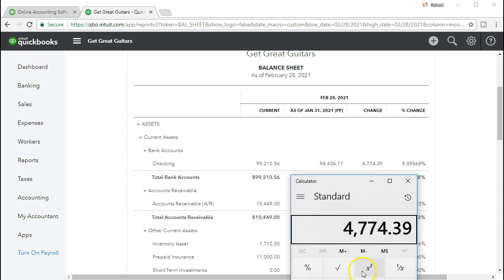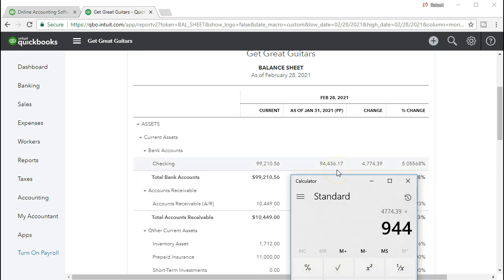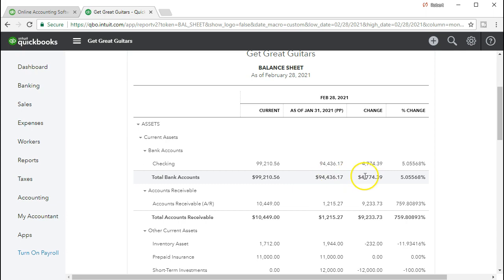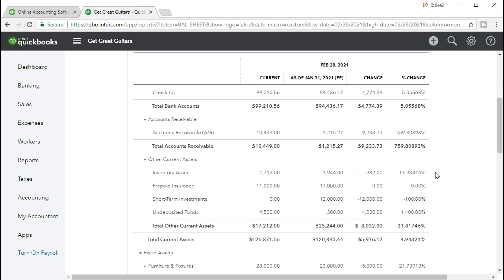So here's the change. We're going to divide that, I just divided that by the original amount, which is the 94,436.17. And that gives us, if we move the decimal 2 places over, 5.055%. That's how this percentage is being drawn. So we have the current period, the prior period, the change, and the percentage. I'll scroll through this slowly so you can just kind of see the comparison.